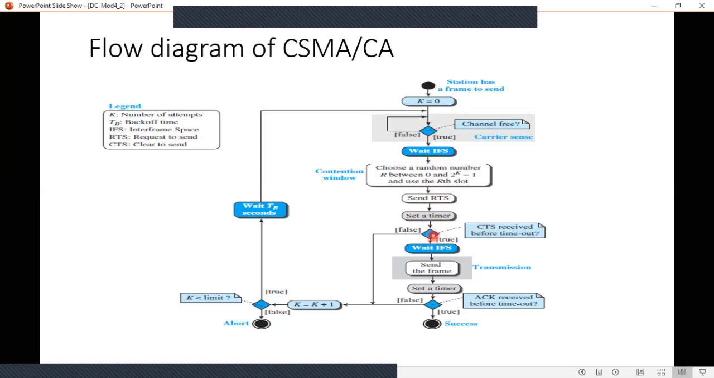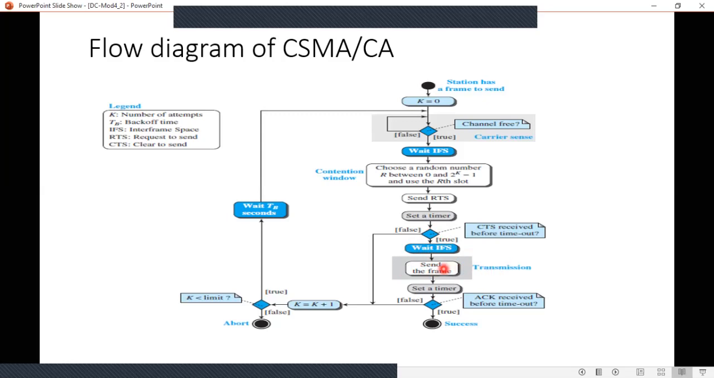This CTS message is sent from the receiver to the sender to say that yes, I am ready to receive the data. Understood? That is why you use the CTS message. Now, once it receives the CTS, yes, true, then it will wait for another interframe space time, and then it will send the frame. That is called transmission.